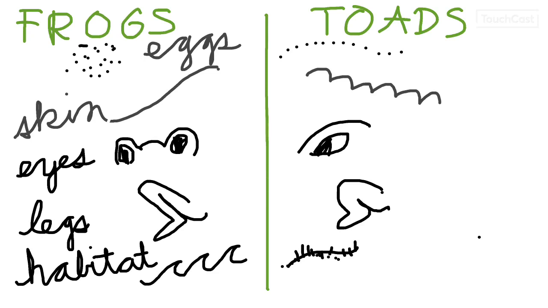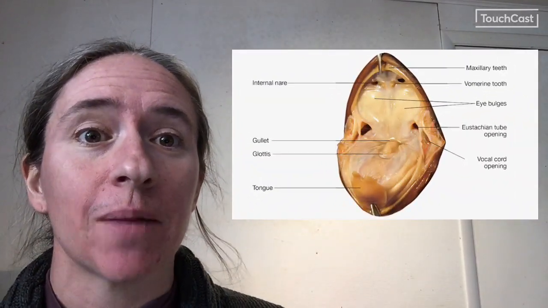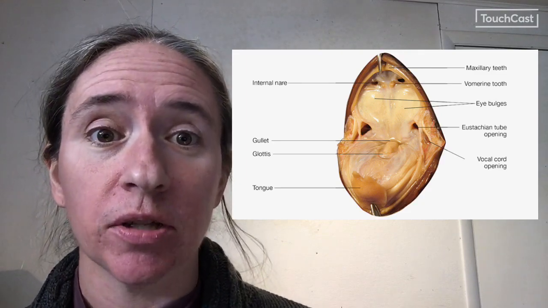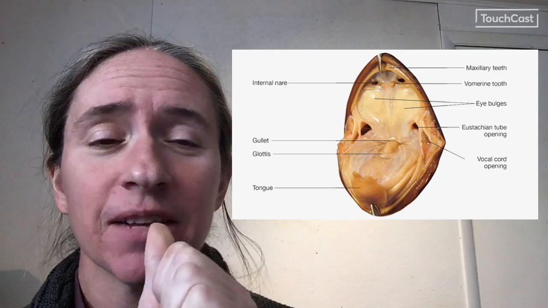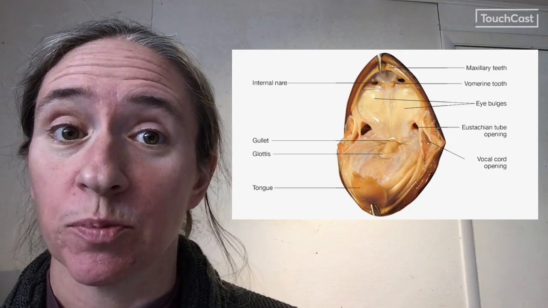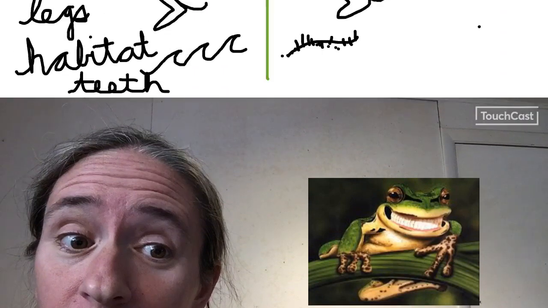The last major difference between frogs and toads is in their teeth. No, not that kind of teeth. That kind of teeth. Frogs have something called vomerine teeth. They're very, very small teeth on the inside of the top of its mouth, and what the frog uses those for is to hold on to its prey. Toads don't have vomerine teeth. They don't even have that kind of teeth.